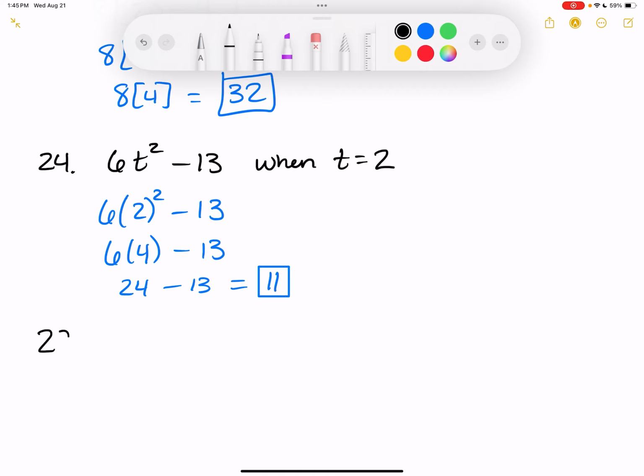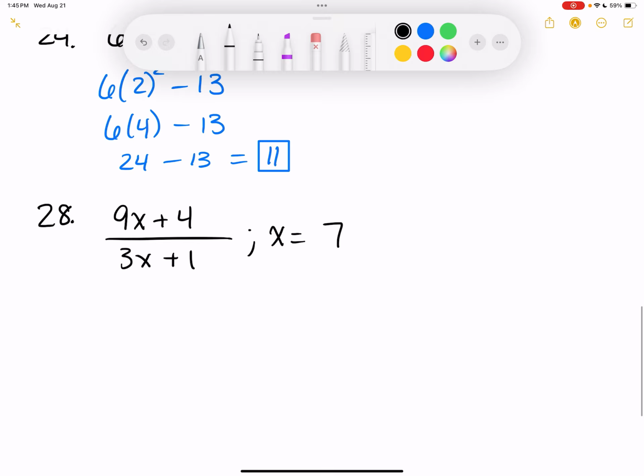28. 9x plus 4 divided by 3x plus 1. So this one's given to you in a fraction bar. We haven't had one like that yet. And x is equal to 7. So I'm going to plug in that 7 for x. So I've got 9 times 7 plus 4 divided by 3 times 7 plus 1.